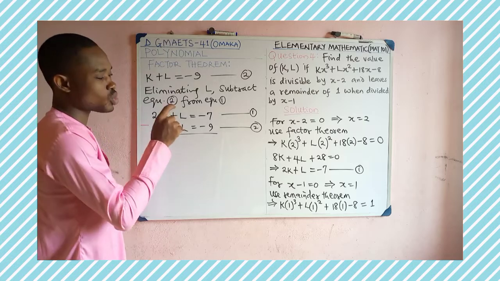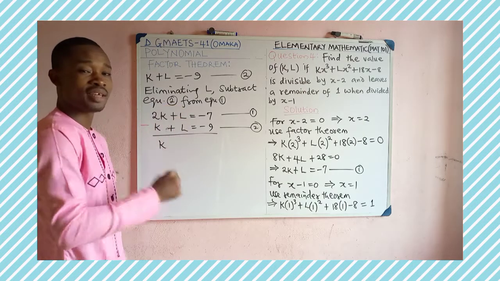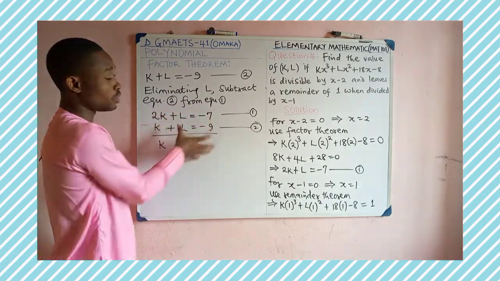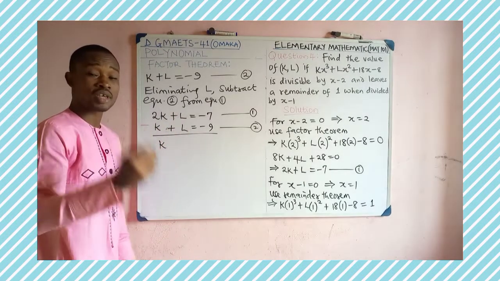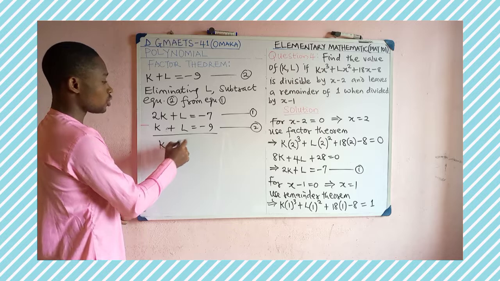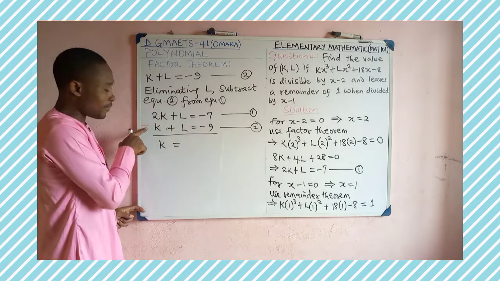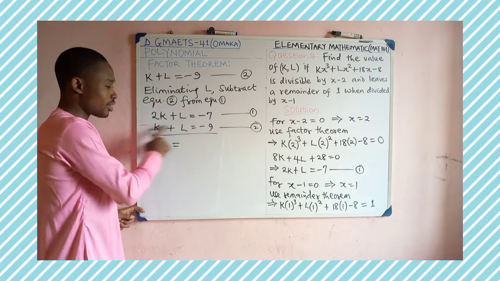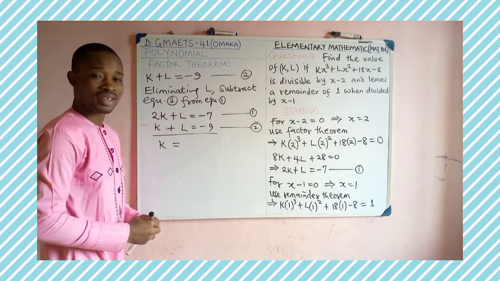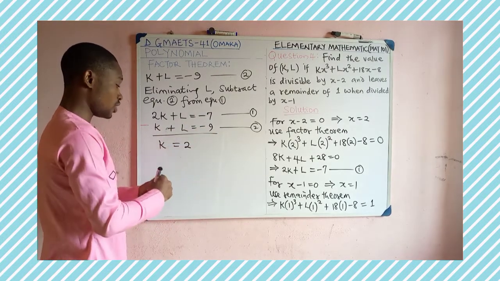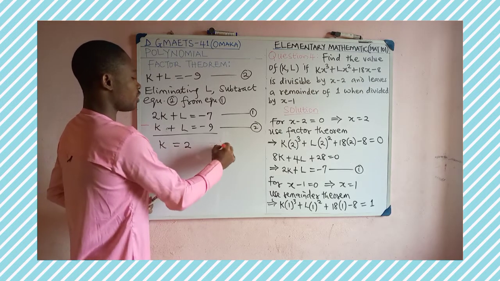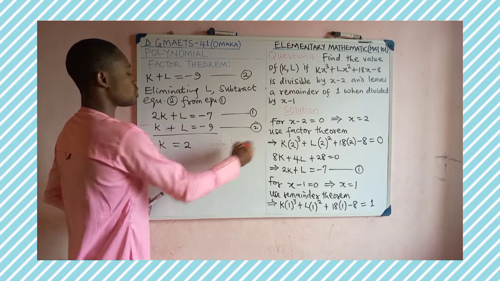Usually that term you chose to eliminate, by the time you do whatever you want to do to lead to the elimination, you don't bother yourself about that because it will always give you 0. Equal to minus 7 minus minus 9. Minus times minus will give us plus 9 there. Minus 7 plus 9 will give us 2. So you see that the value of k is equal to 2.